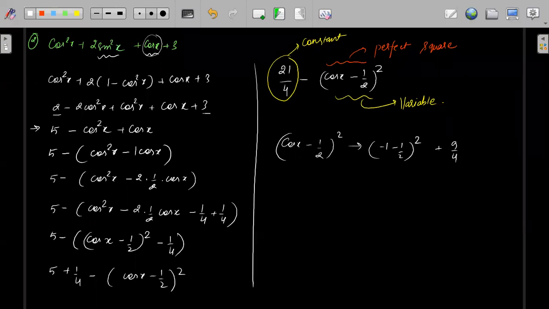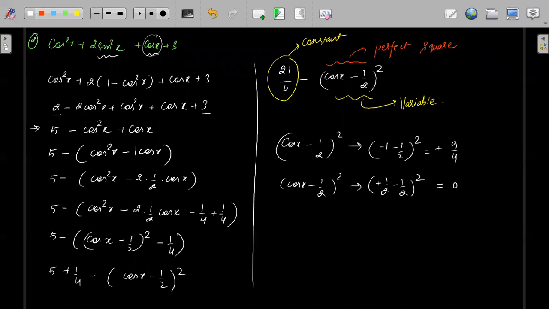This is the maximum value, and the minimum value will be when cos x is 1 by 2. So (cos x minus 1 by 2) whole square, plus (1 by 2 minus 1 by 2) whole square. So the minimum value will be 0, right? Now we will see if I subtract. The maximum value is 9 by 4, and the minimum value is 0.